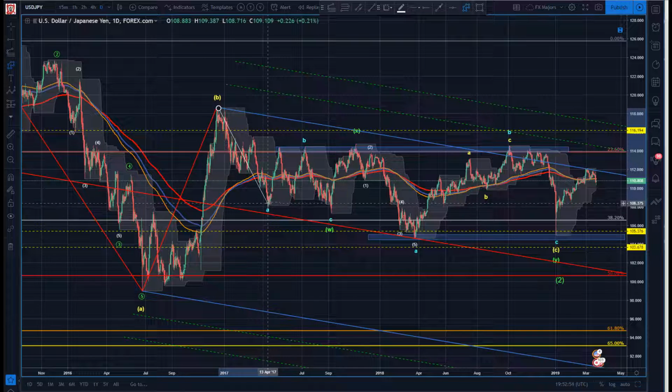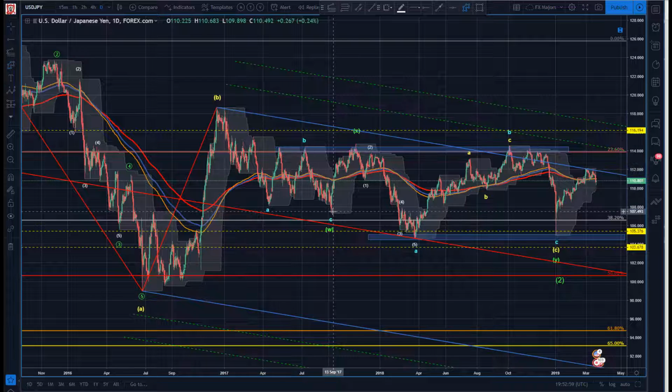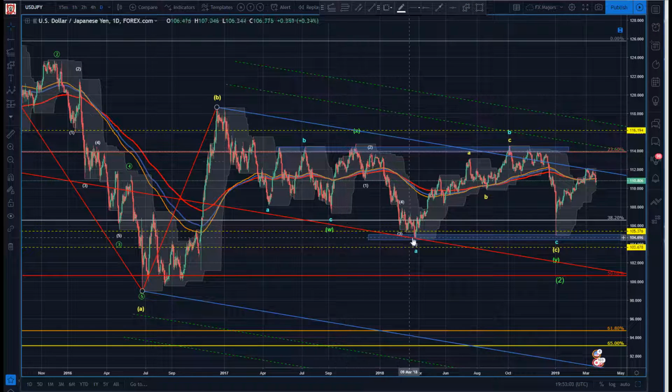So there's my A. I got a 3-wave B. I come down for the C. I think I get a completed ABC here. That gives me a W, ABC into an X. Now here, yet again, I get a completed impulse that goes right to the median.